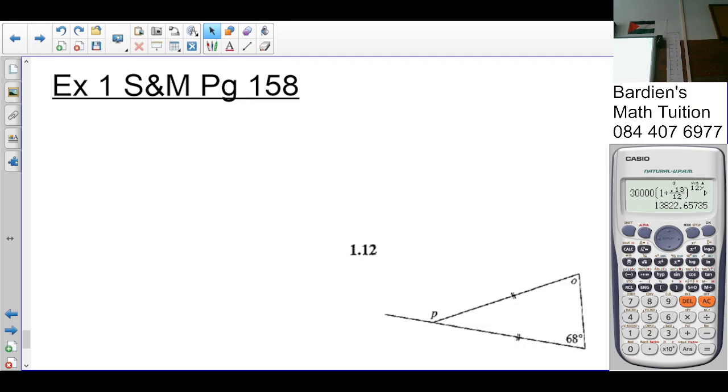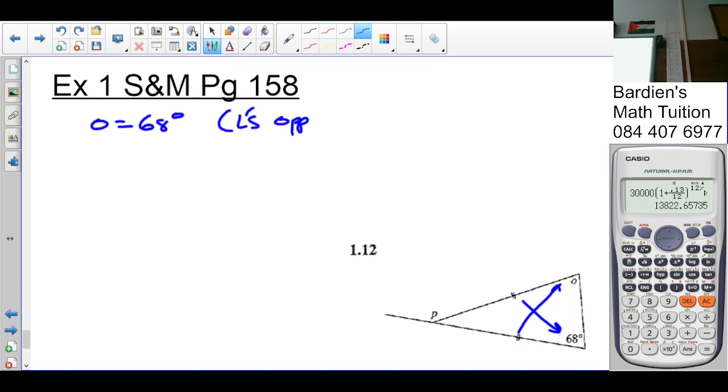So what do we do here? O can be worked out first, not so? O is equal to 68 degrees. Why? Angles opposite equal sides. So that I replace now with 68 degrees. Now what can we say? P is equal to 68 plus 68.